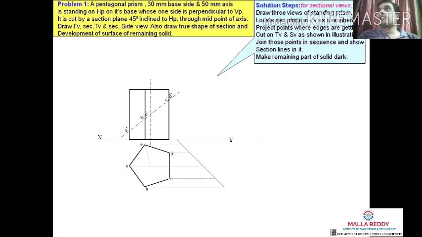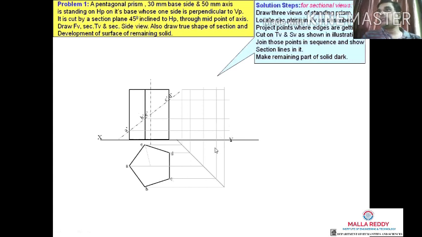To get the side view, because he is asking us to draw the sectional side view, we need to draw the side view of the pentagonal prism, which we are going to get at the same height. Producing this A dash, B dash, E dash, C dash and D dash. Now, A dash is on this line here, and here it is coinciding with A dash. A is on this line, coinciding with A dash. Similarly, B dash is here, which is coinciding here.